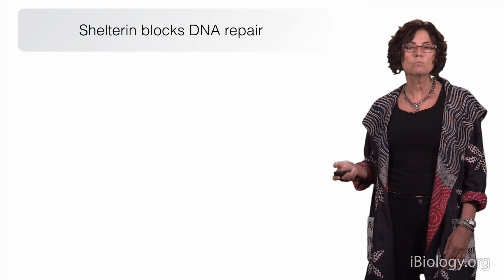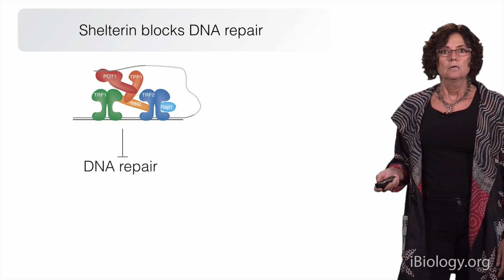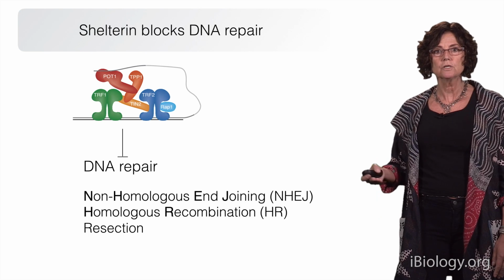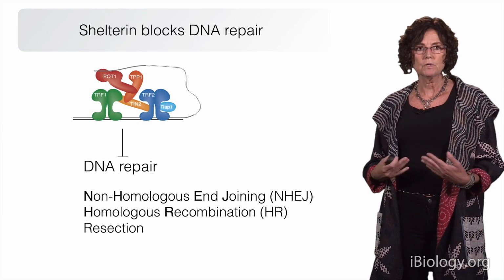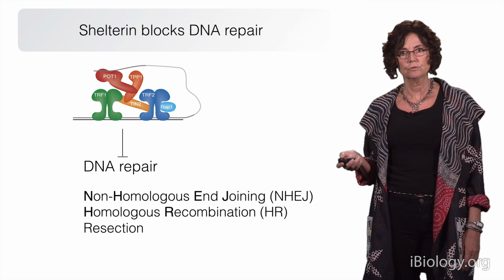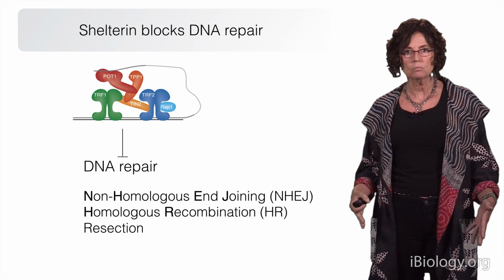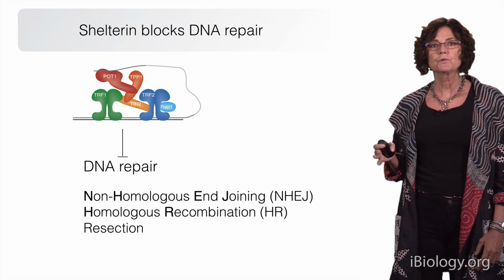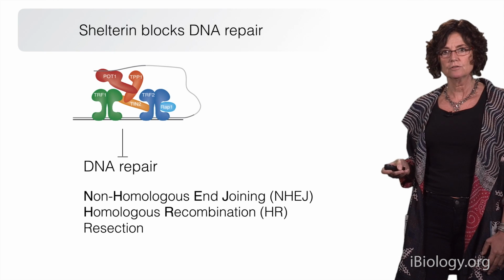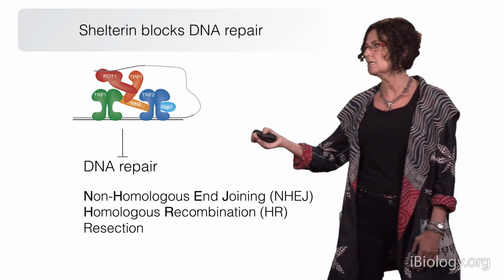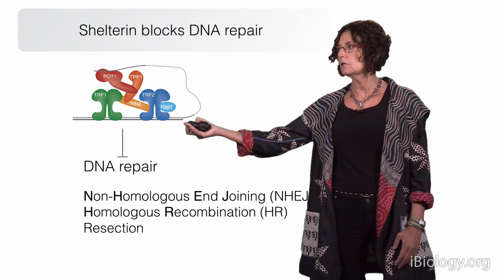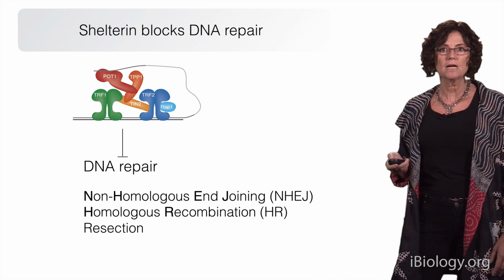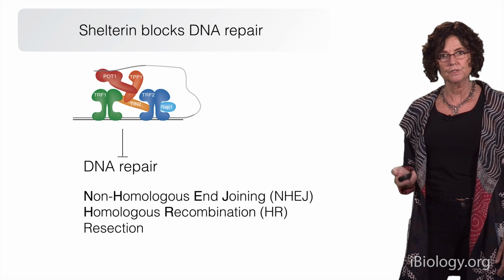And then Shelterin needs to block DNA repair. And there are various forms of DNA repair it has to take care of. It needs to block non-homologous end joining, a simple ligation reaction that I will go into in some detail. It needs to block homologous recombination at the telomere. And it also needs to prevent excessive resection of the telomere. There is a 5' end here at the telomere where nucleases that like to resect DNA ends could act, and this would, of course, take away much of the telomeric DNA.